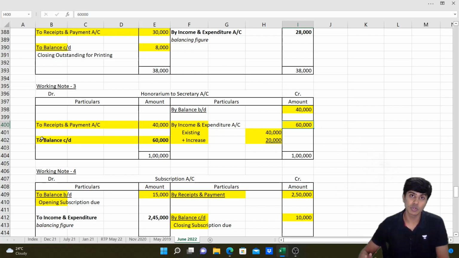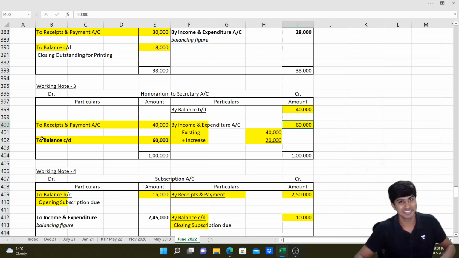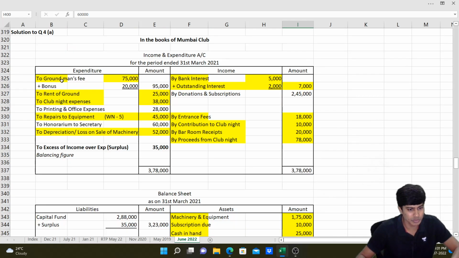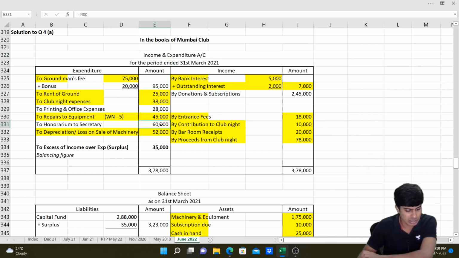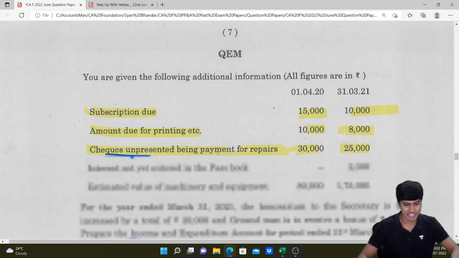This 60,000 will go to the income and expenditure account as expense. I have written it in our income and expenditure. Let me show it to you. See, income and expenditure for the current year 60,000 rupees. Honorarium to secretary. Great. What do we have after that?